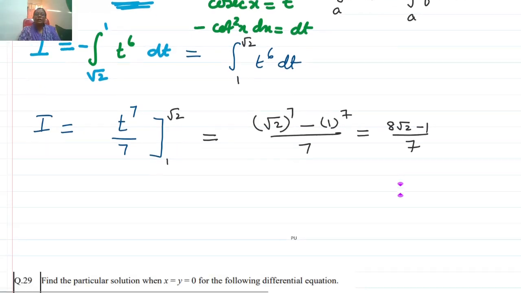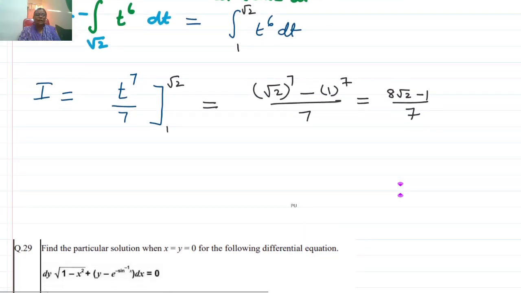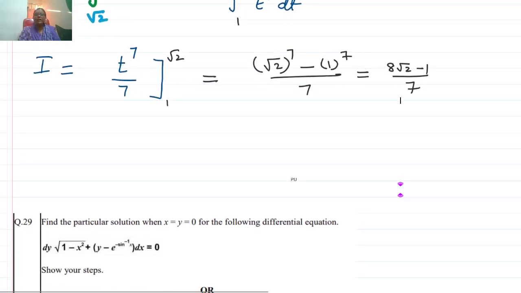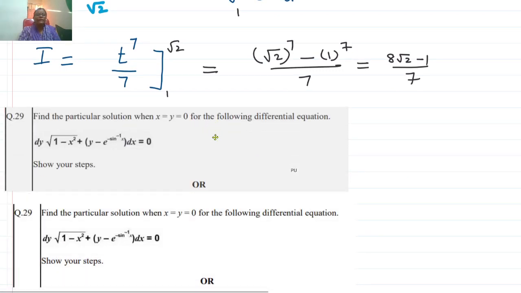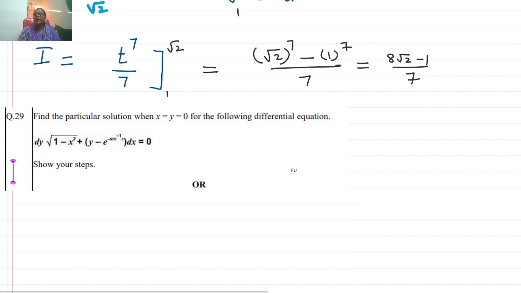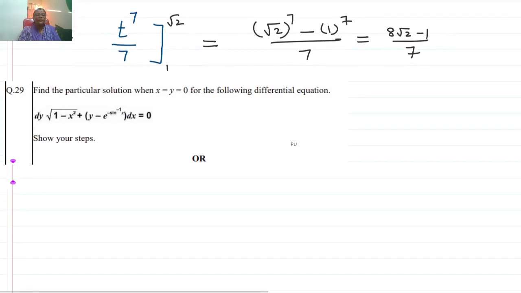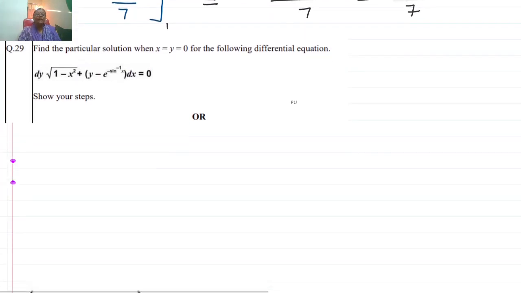This also will not require 5 minutes. You'll be able to solve it within 5 minutes. That's why I said certain questions will require more time. You have to decide how to handle it. So now next is a question on definite integrals.